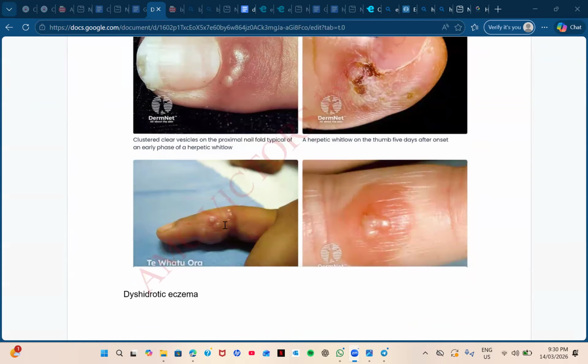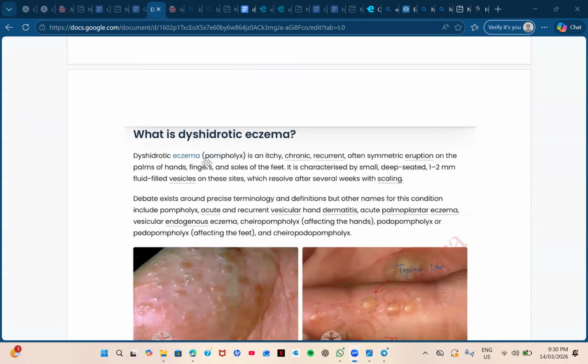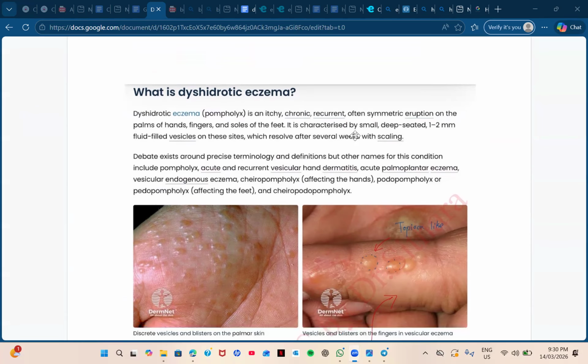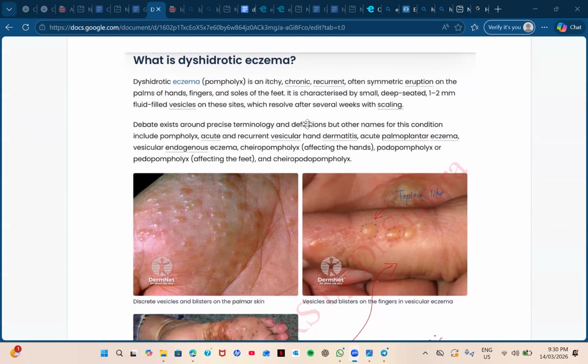So what do you know about pompholyx or dyshidrotic eczema? We call it pompholyx or dyshidrotic eczema. This dyshidrotic eczema, pompholyx, is an itchy, chronic, recurrent eruption on the palms, hands, fingers and soles of the feet. It is characterized by small, deep-seated, 1 to 2 millimeter fluid-filled vesicles, which resolve after weeks of scaling. It's like tapioca.